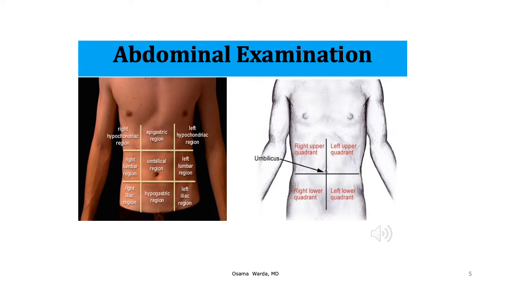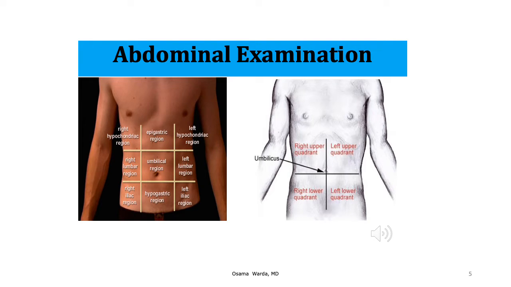For the purpose of abdominal examination, we may divide the anterior abdominal wall into areas for better localization of the abnormal findings. We may divide it into four quadrants by two perpendicular lines, the midline and intercostal line meeting at the umbilicus. We have here four quadrants: upper right quadrant, upper left quadrant, lower right quadrant, lower left quadrant, and so on.